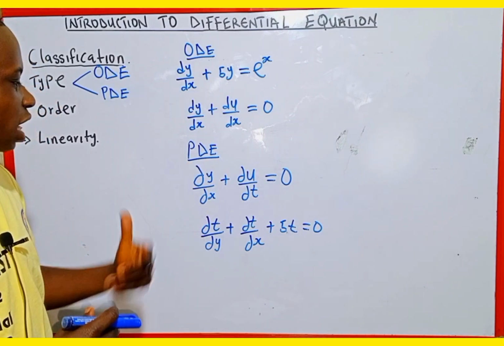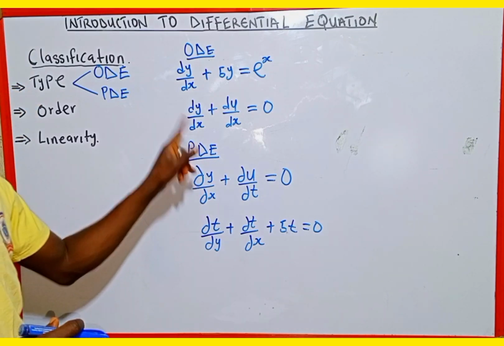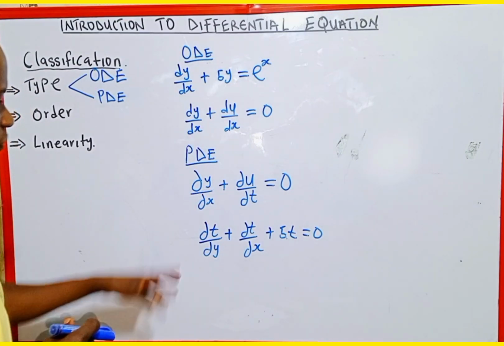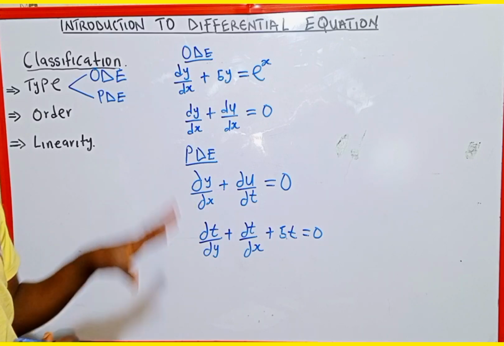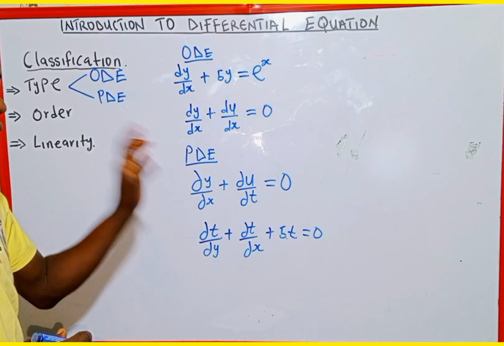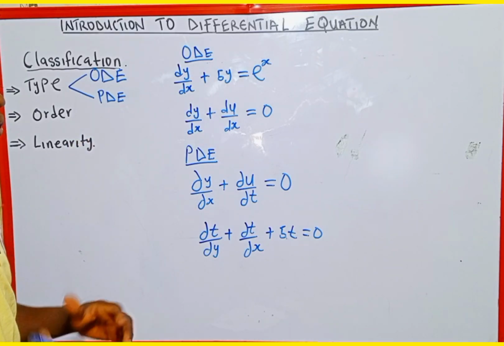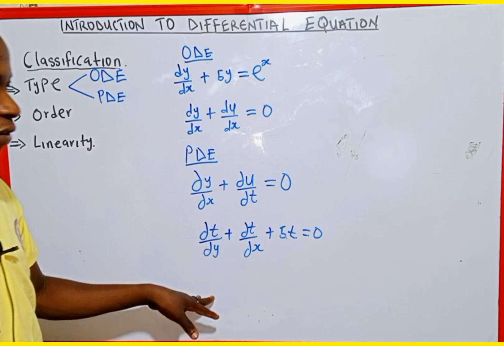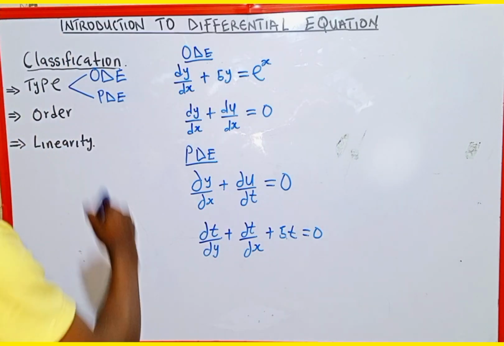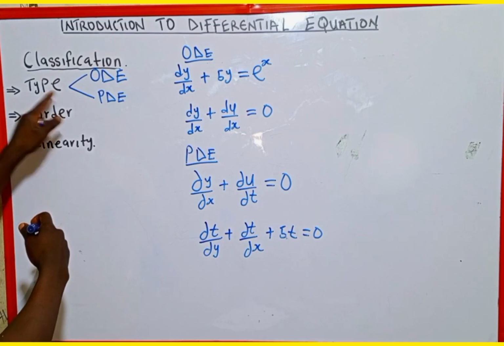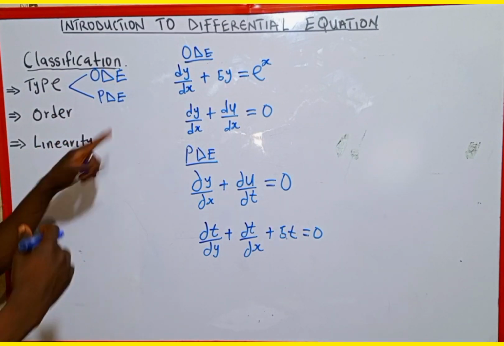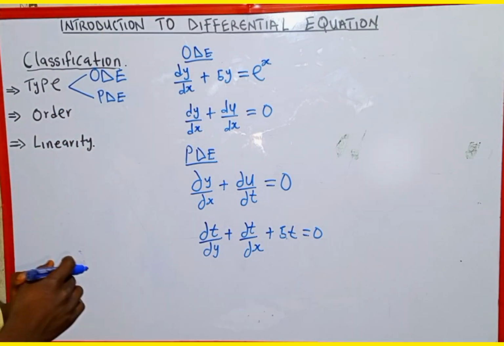A partial differential equation is represented by partial derivatives because it's an equation containing one or more dependent variables with respect to two or more independent variables. So this is all about classification by type: ordinary differential equation and partial differential equation.